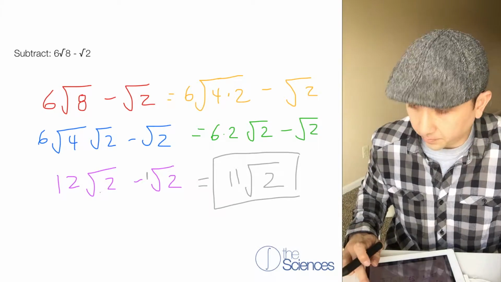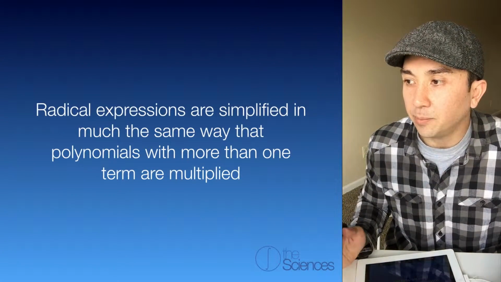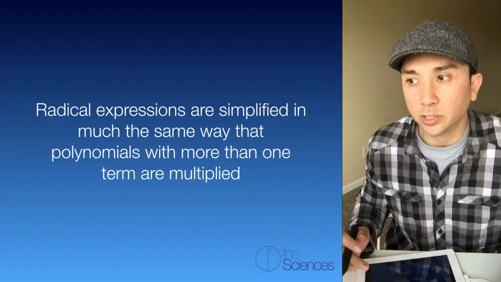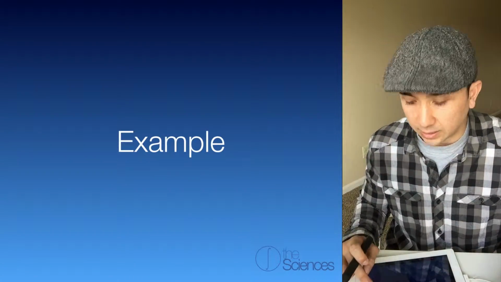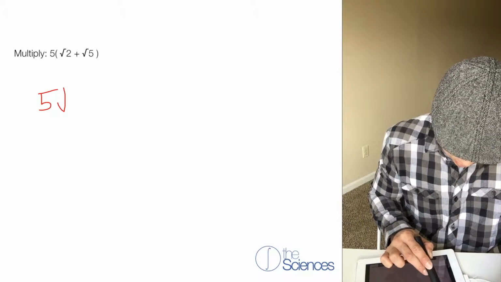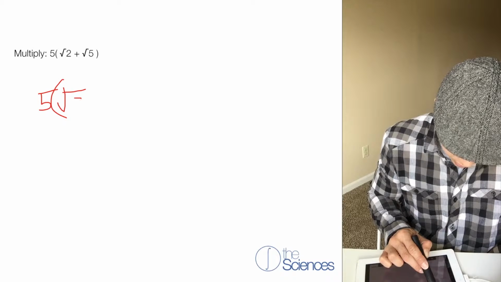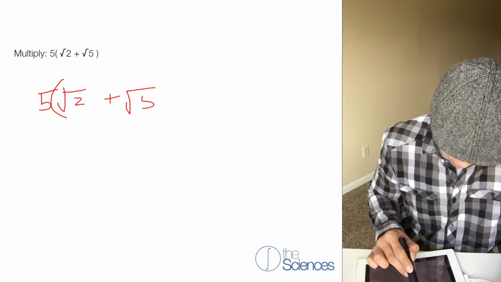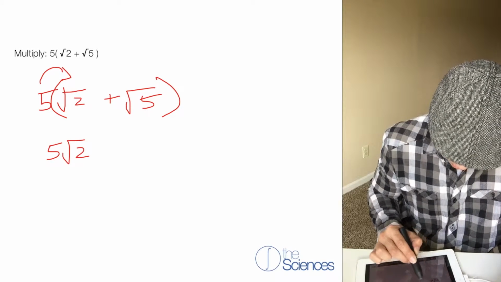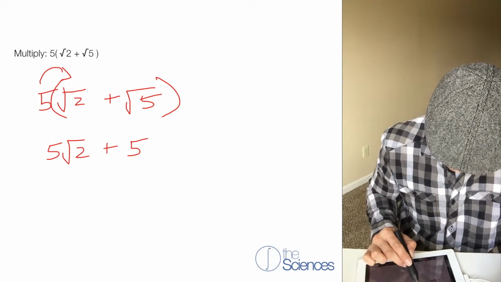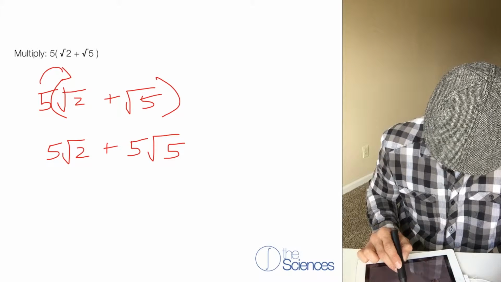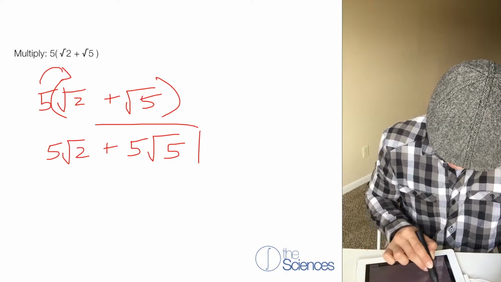So that's our answer. Now, radical expressions are multiplied in much the same way that polynomials with more than one term are multiplied. So let's do an example. Let's multiply 5 times the square root of 2 plus the square root of 5. So now we're just going to distribute this so that we get 5 times the square root of 2 plus 5 times the square root of 5. So that's our answer.